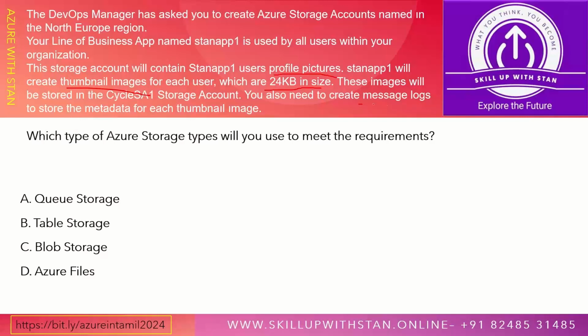You also need to create a message log to store the metadata of each thumbnail. So they also need messaging. So messaging is supported where? In queue storage. So this is one option. And for your images and all those things, you can use the blob storage. So table storage is not the right option, and the file share cannot be used because we are talking about images, pictures, which are all object storage. So queue storage and blob storage is the right option.